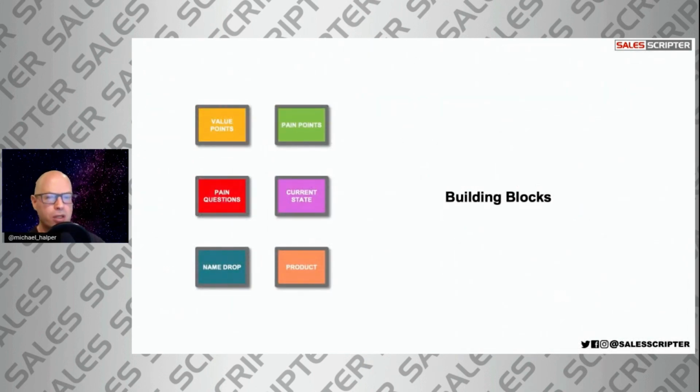And the way that works is each of those steps and each of those boxes creates what we call a building block. So you have a building block for value points, a building block for pain points, a building block for pain questions, and whatnot. And in the next training module, when you have those building blocks, we can mix and match them to create a lot of different documents.